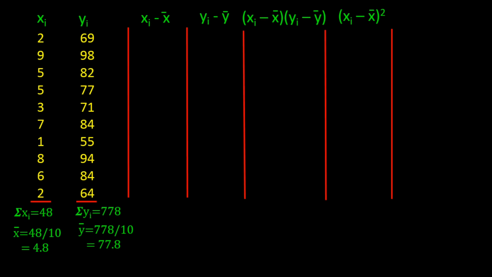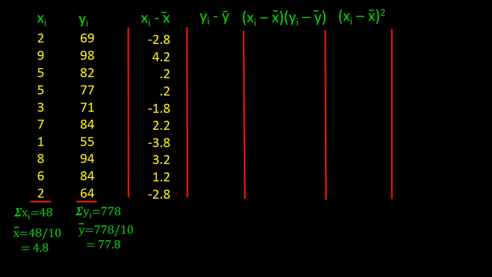Now we are ready to calculate all the numbers in the third column, and we get these numbers. Make sure you understand where all these numbers come from. The first number, for example, is negative 2.8. And how do we get that? We get that by subtracting x bar from the x value 2, and x bar is 4.8. So 2 minus 4.8 gives us negative 2.8.